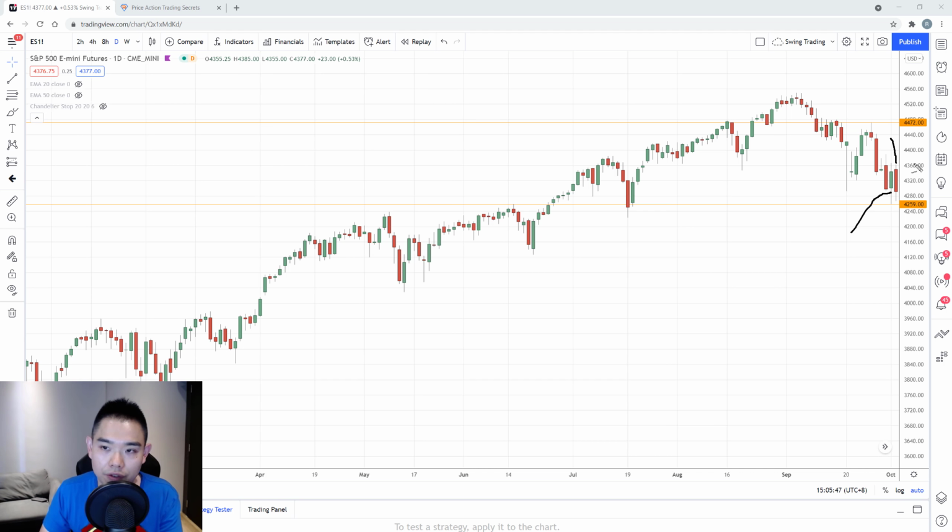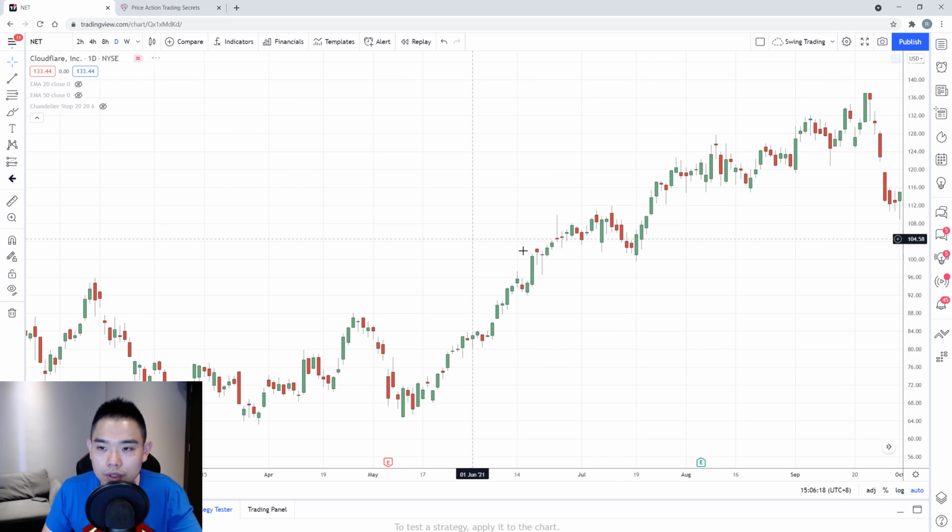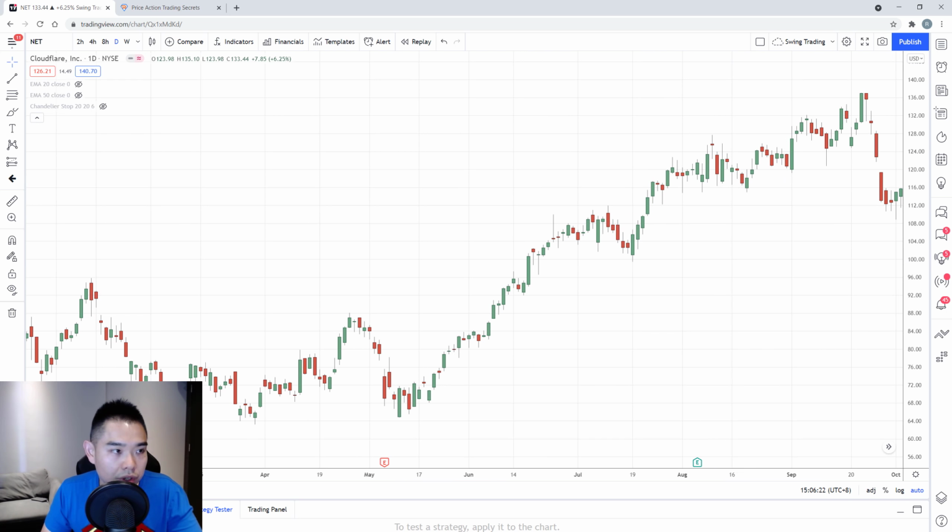But where it's critical is on the 4th of October. The stock market had a down day, closed bearishly for the day. But if you look at this particular candle here on the stock market, and you compare this to the 4th of October on the stock Net, which I'm just going to bring up quickly over here, which is actually Cloudflare, you can see that on this day, 4th of October, this stock actually closed higher for the day, whereas the S&P is down for the day.